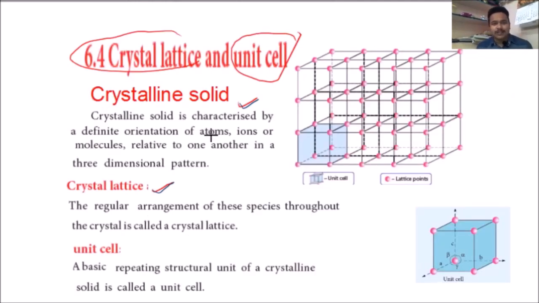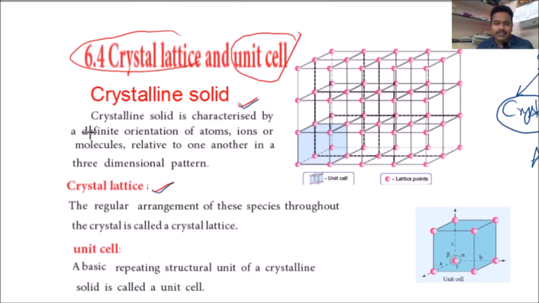See, what is this crystalline solid? Already we discussed crystalline solids and amorphous solids. Solids are how many types? Solids are two types. One is crystalline solids, the other one is amorphous solids. Now we are talking about crystalline. In crystalline solids, there is a regular arrangement. Long range order will be there, a regular arrangement in a three-dimensional pattern. That is what a crystalline solid.